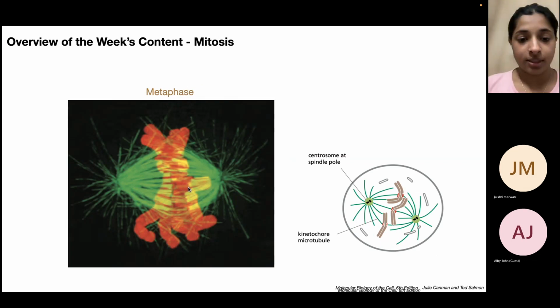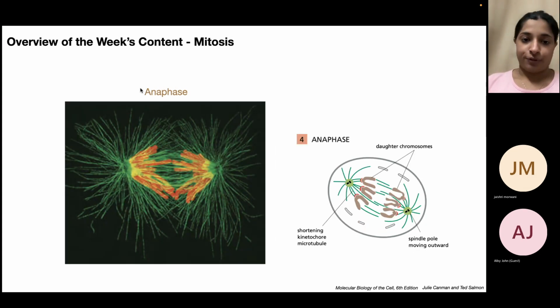Next is the metaphase. Here we can clearly see the formation of the mitotic spindle. It's very clear. Additionally, there is organization of the chromosomes along the center of the cell, and the centrosomes are very distinct. The next phase is the anaphase, wherein the chromosomes are pulled towards the two corners, and this is the centrosome, and the microtubules keep shortening in length, because of which the chromosomes are pulled towards the end, and there is equal partitioning of the genetic material between the two daughter cells.